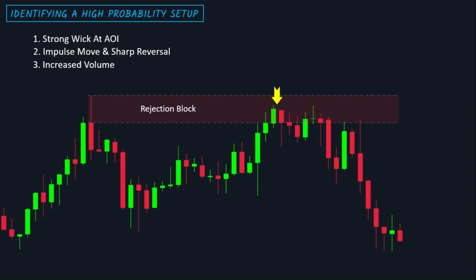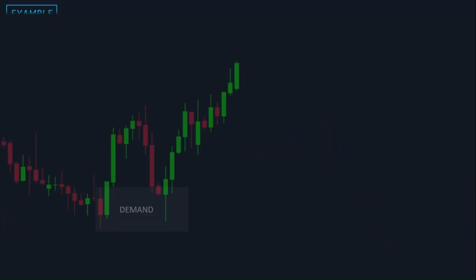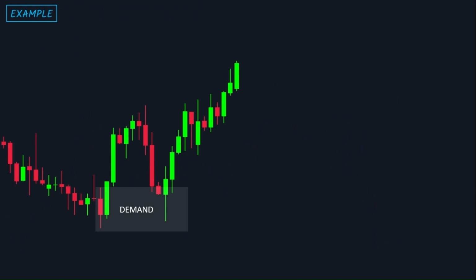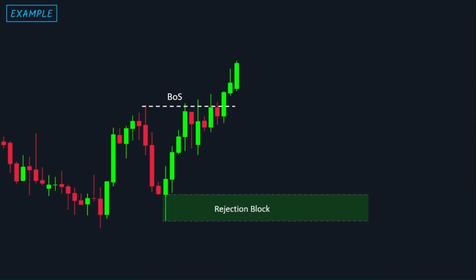Now, let's examine a real chart example to understand this concept clearly. In this chart, we can observe that once the price reaches the demand zone, it reacts strongly and begins to move higher. This move is followed by a break of structure, which signals momentum in favor of the buyers. As the price moves away from the demand zone, it leaves behind a long lower wick. This wick clearly represents bullish dominance, showing that buyers aggressively stepped in and rejected lower prices.